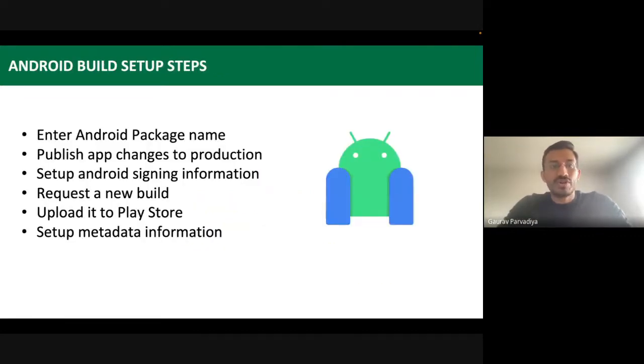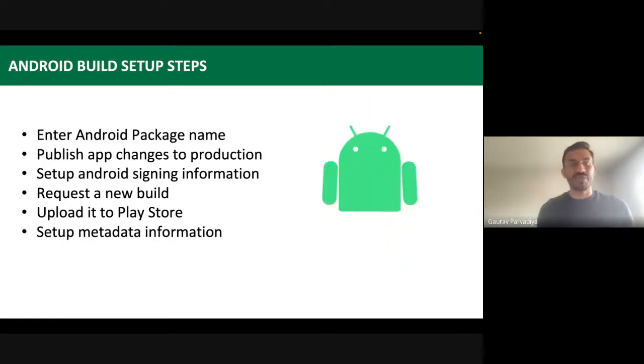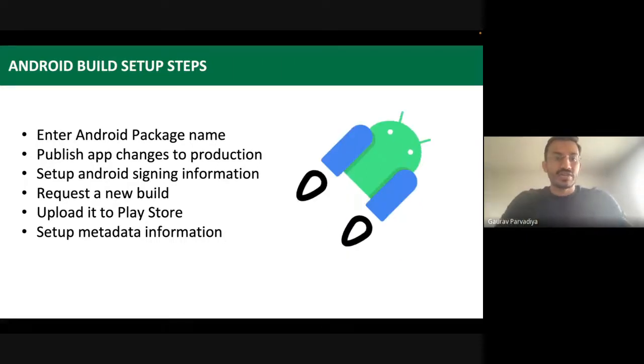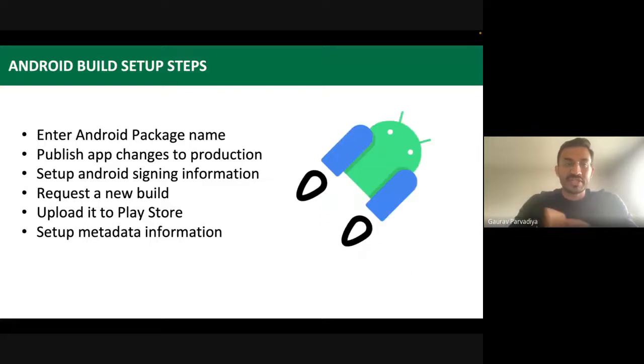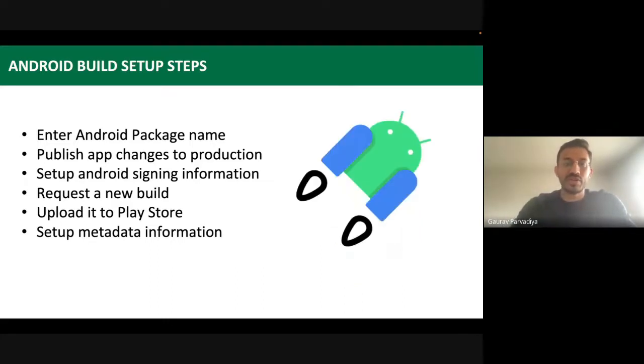As an Android build setup, we will be discussing how you can create a package name, right? These are basically the steps you should complete before you request an Android build. The first thing is that you should enter the Android package name. Again, we will discuss it in detail. The next step will be to publish app changes to production, right? You will have seen the publish to production button in the portal. You just need to click on that and verify that you are ready to publish your changes to production.